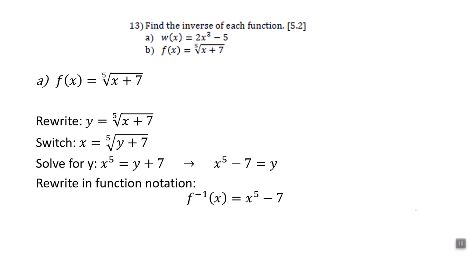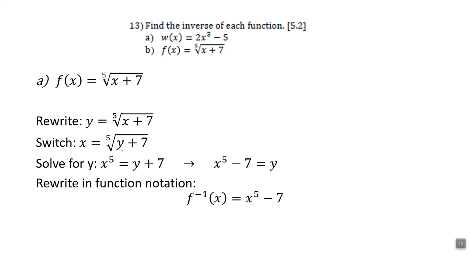All right, let's find the inverse of f of x equals fifth root of x plus 7. So the fifth root of x plus 7, again, we just have a regular old function. So I'm going to rewrite it in the variable y. Y equals the fifth root of x plus 7. All an inverse does is switch x and y. So what was a y becomes an x. What was an x becomes a y.